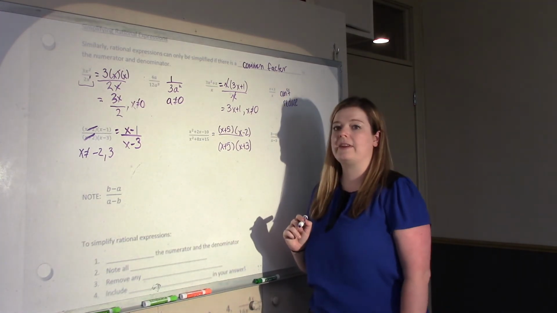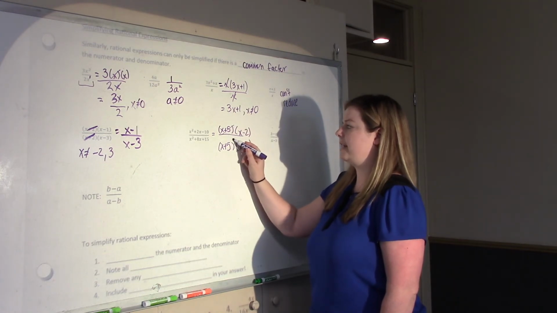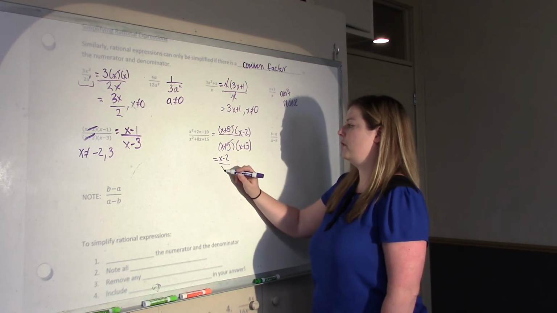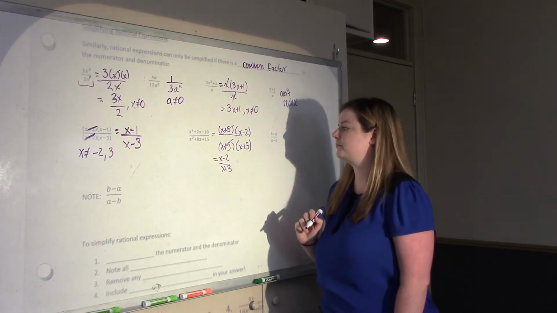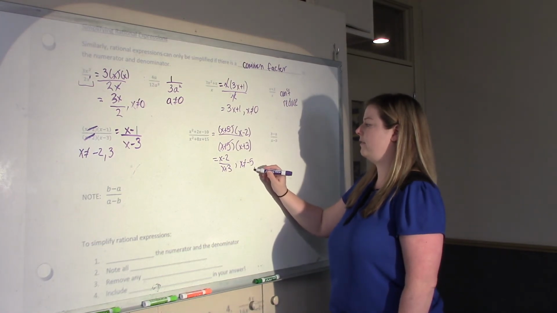Okay, so you should have an x plus 5 on both the top and the bottom. And that can be divided out to be just 1. So you're left with just x minus 2 all over x plus 3. Okay, your restrictions are x cannot equal negative 5 or negative 3.